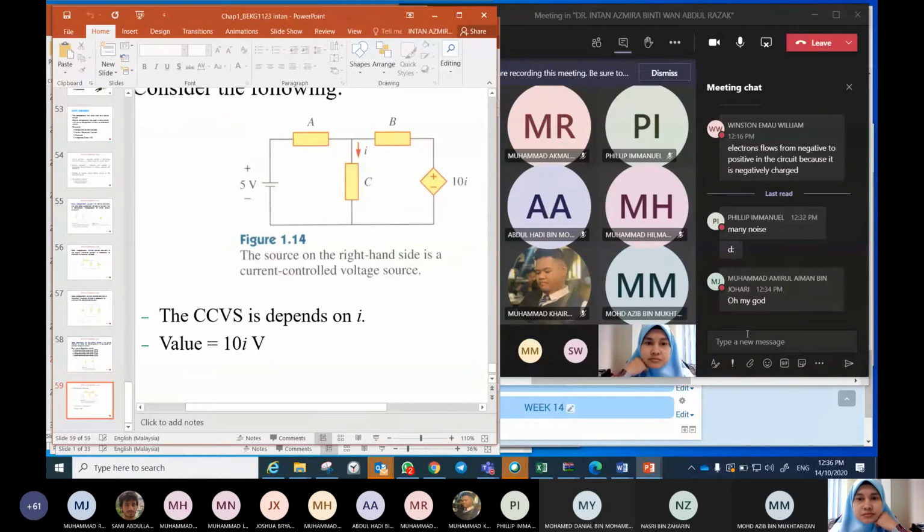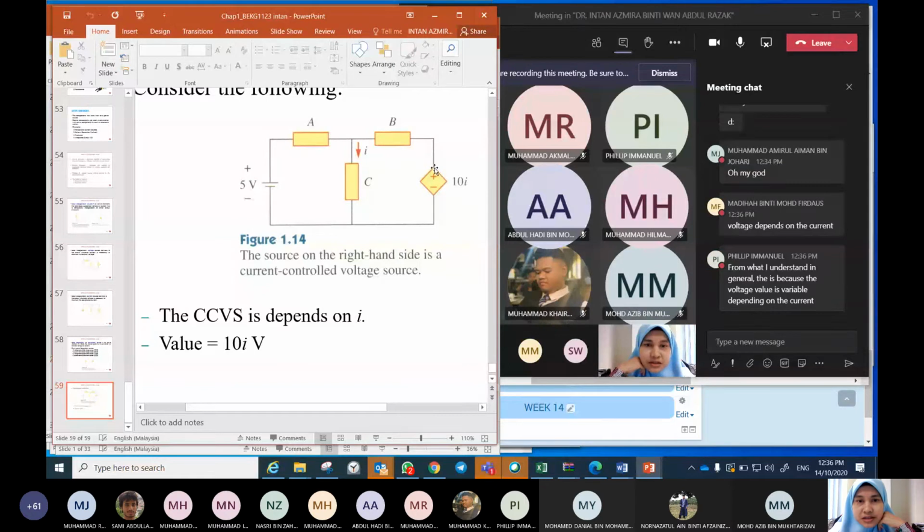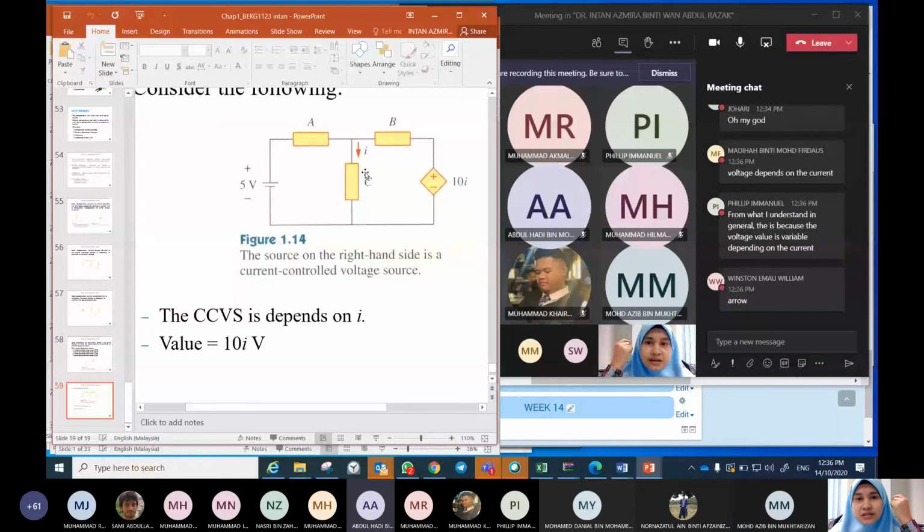Current depends on voltage. Not an accurate answer. Voltage depends on the current. Yes, because the value of this voltage source depends on the current. Where is that current? The current I that flows through C.